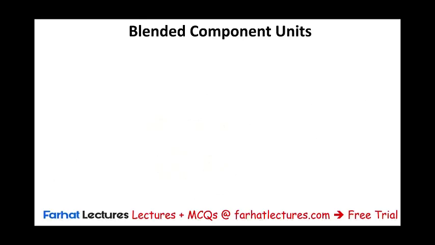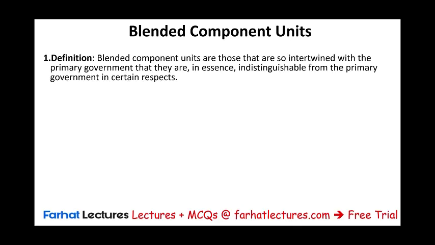So let's learn about the rules when the component unit is blended with the primary government. In other words, we don't see it separately. We don't list it separately. It's blended. So that column that I showed you in the city of Philadelphia doesn't exist if they don't have any component unit. Well, that happens when that unit, let's assume the community college, is so intertwined with the primary government that they are in essence indistinguishable from the primary government. So basically they're part of the government.